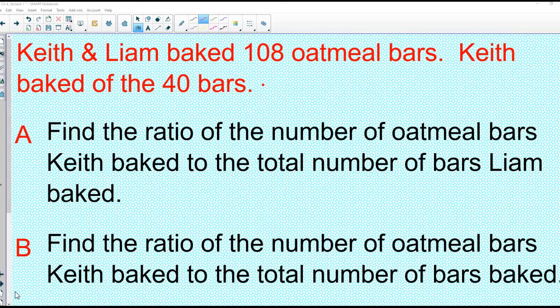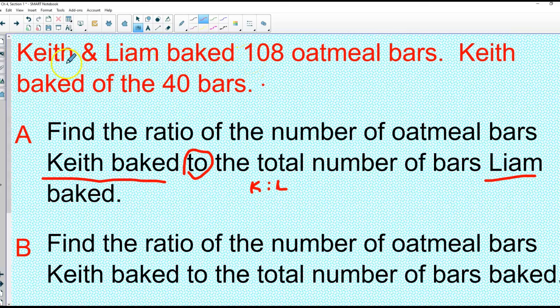Keith and Liam baked 108 oatmeal bars. Keith baked 40 of the bars. Okay, so there's your situation. Let's look at part A. Find the ratio of the number of oatmeal bars Keith baked to the total number that Liam baked. Okay, so let's see what we want. We want Keith to Liam, right? So Keith is first to Liam. That should be our order.